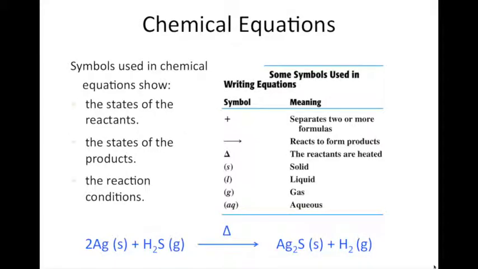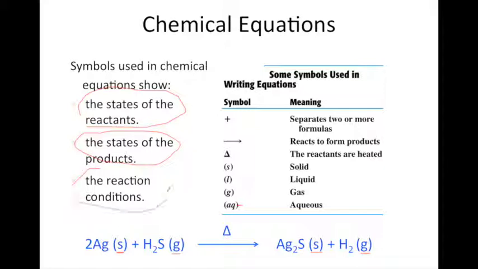So chemical equations can also give us more information than just the reactants and products. They can also show us the states of the reactants and the states of the products. So for example, here we've added a little more detail to that chemical equation. We see that our reactant silver is a solid. The hydrogen sulfide is a gas. And the products, the silver sulfide that's produced is in the solid phase, and the hydrogen that's produced is in the gas phase. So we use S, L, G or AQ to represent the phase, where aqueous or AQ indicates that that substance is dissolved in water.